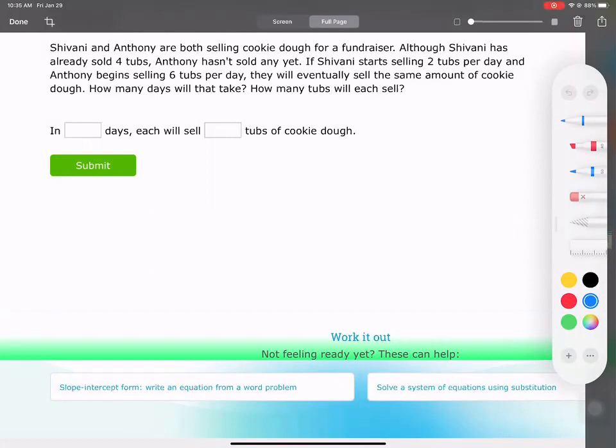Right. So let's go and write down 2 equations. First thing we need to know is that Shivana has sold already 4 tubs, and she also sells 2 tubs per day. So 4 plus 2D equals T, I'll use T for total, or T for tubs, however you want to do it. And we know Anthony hasn't sold any. You can write 0 here. I'm not going to write 0, but you can write 0 if you want. 0 plus what? He sells 6 tubs per day, and that is his total. And again, you don't have to write the 0 or the plus sign since it's positive.